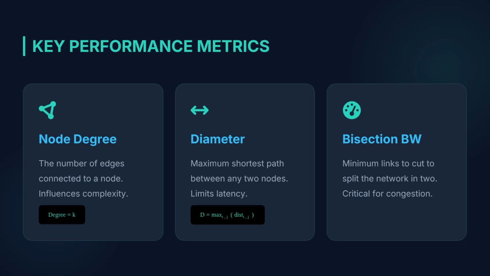The next one is diameter. Think of this as the worst-case scenario. What is the longest path a message has to take to get from one side of the network to the other? A smaller diameter means faster communication. Finally, bisection bandwidth. If you cut the network exactly in half, how many wires did you just cut? This tells us how well the network handles massive traffic jams when half of the processors are talking to the other half.